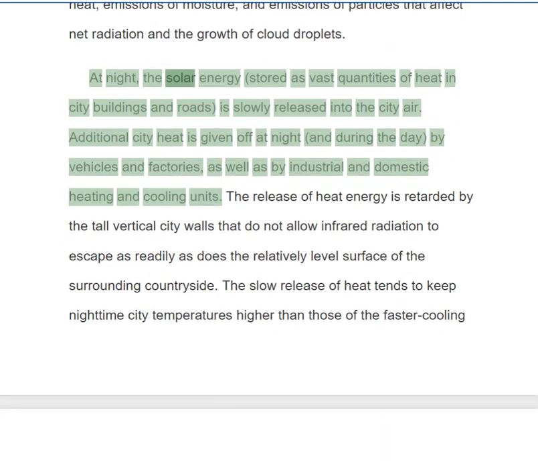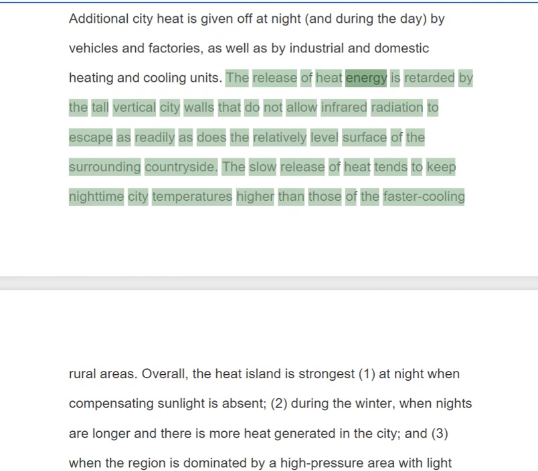At night, the solar energy is slowly released into the city air. Additional city heat is given off at night by vehicles and factories, as well as by industrial and domestic heating and cooling units. The release of heat energy is retarded by the tall vertical city walls that do not allow infrared radiation to escape as readily as does the relatively level surface of the surrounding countryside. The slow release of heat tends to keep nighttime city temperatures higher than those of the faster cooling rural areas.